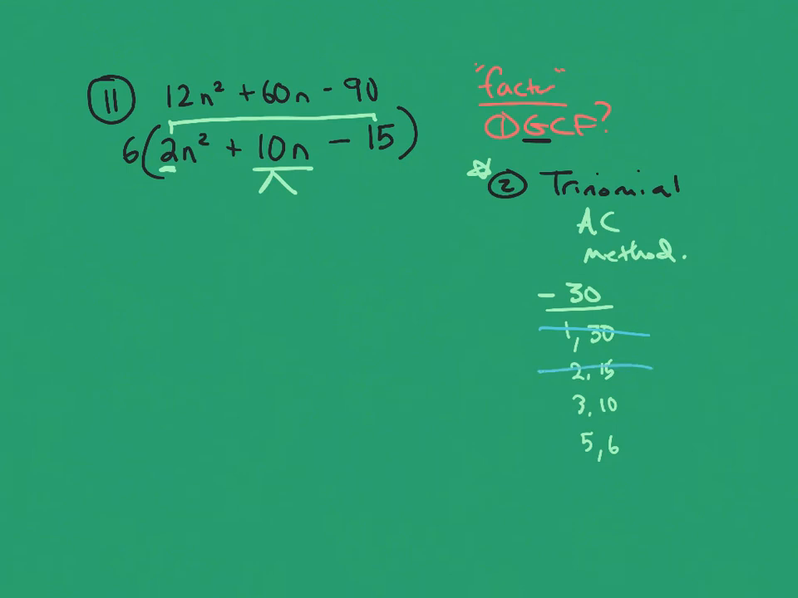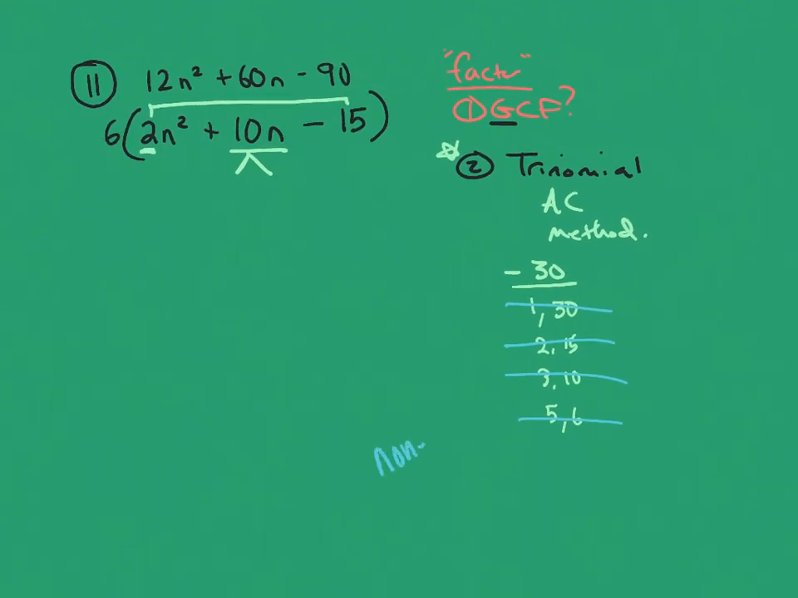3 and 10, you could make 13. You could make 7, but not 10. 5 and 6, same thing. So none can add to 10. So in this case, and in some cases, you won't be able to factor the trinomial.